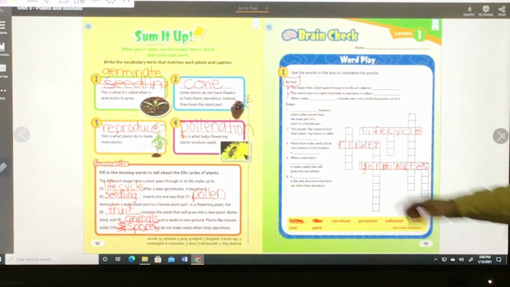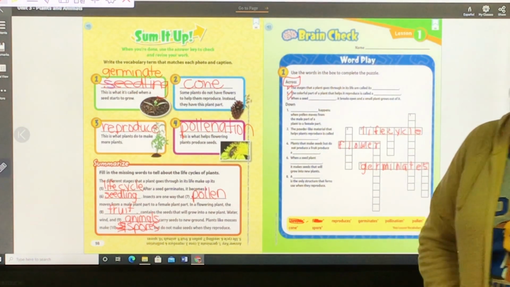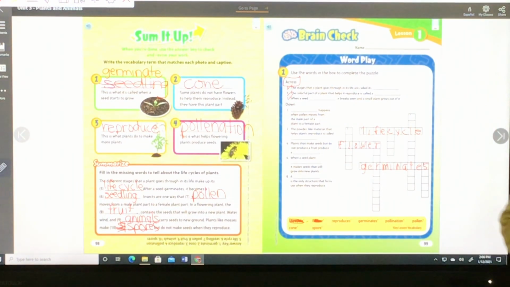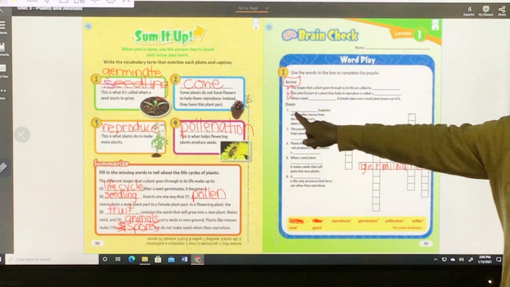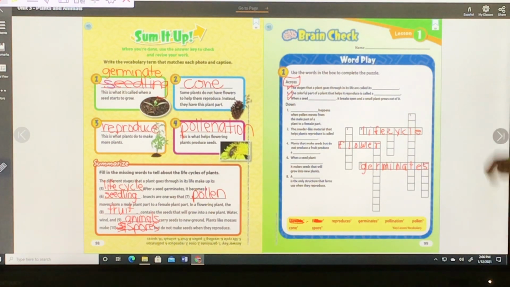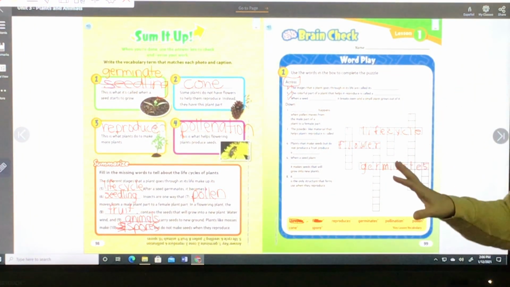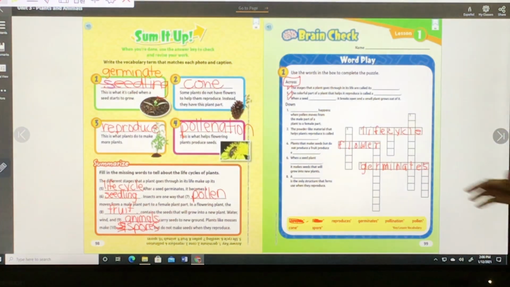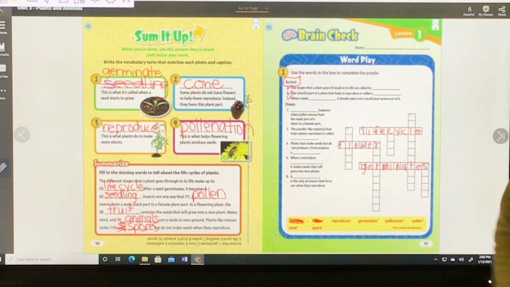Are we finished with all of our across words? Yes. So now we need to go to our down words, don't we? One down. Find one down in the crossword itself. Pretty long, isn't it? What happens when pollen moves from the male part of the plant to a female part of the plant? Everybody. Pollination. Okay, let's fill that in.